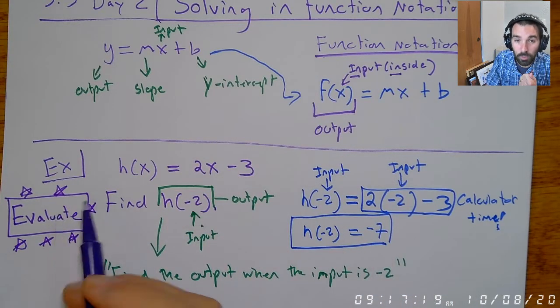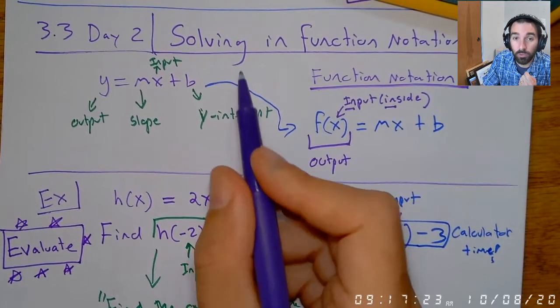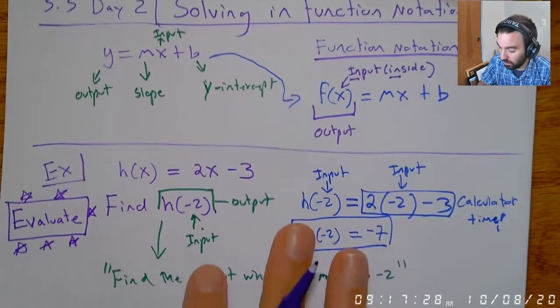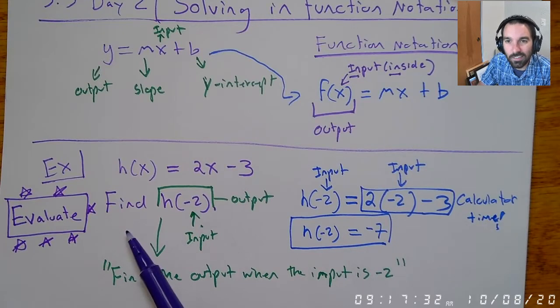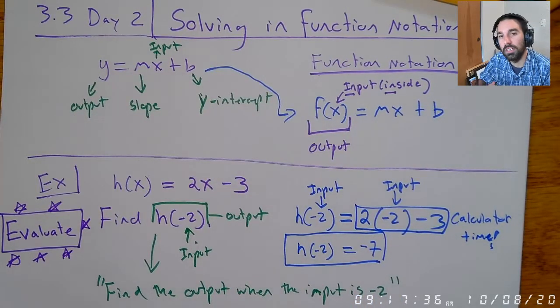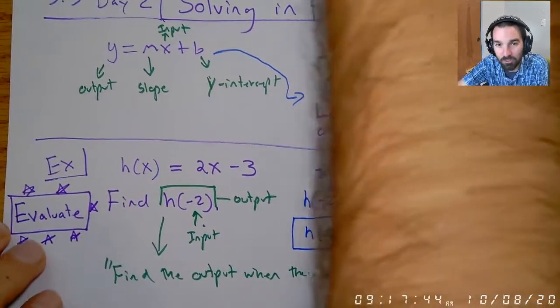When we evaluate, we're given an input, we find an output. When we're solving, we're going to do something a bit different. We're going to work backwards. So evaluate, this is when we get to use our calculator. Evaluate is the easy one. Solving, this is when we're going to do algebra. That's when we're not going to be able to use our calculator as much. I hope I'm making this clear. I'm trying to go nice and slow. I'm trying to build you guys up.